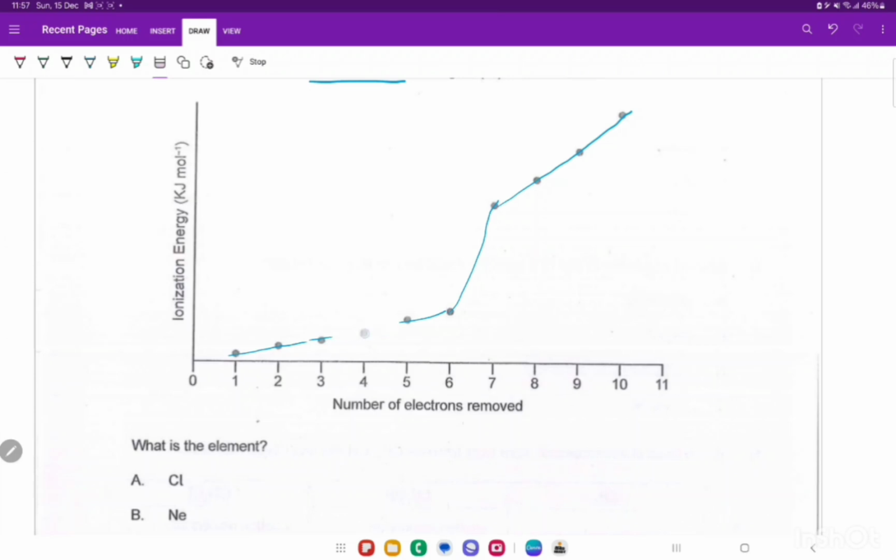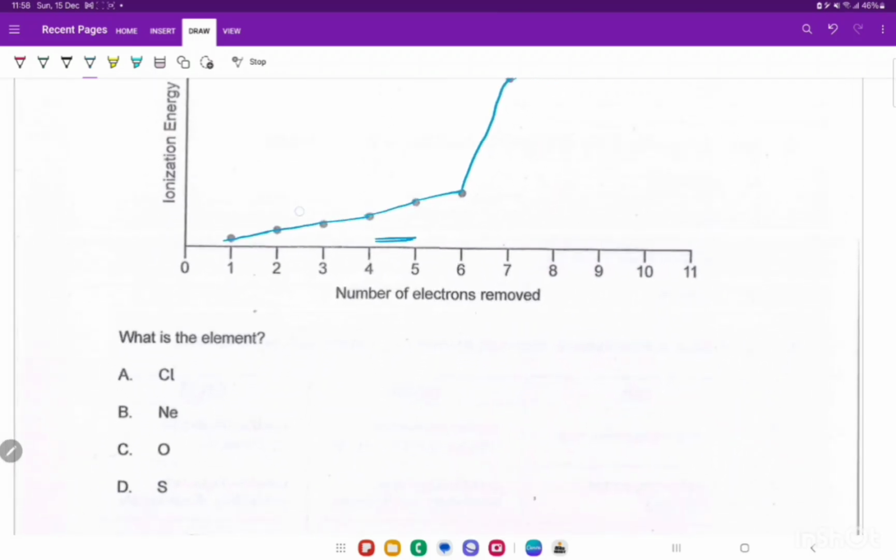We can see here, from electron number 5 to electron number 6, and 4, 5 and 6. From 1 to 4, a steady increase is there. After 4, the increase is slightly higher, so I can clearly see the increase between 4 and 5 is slightly higher, and from 1 to 4 it is a steady increase. After 6 there is a very rapid, very high increase of ionization energy.